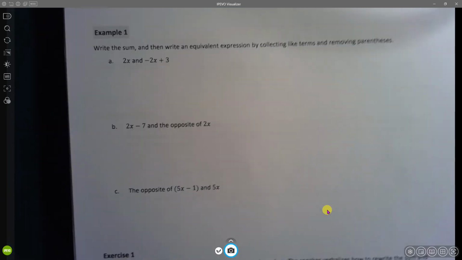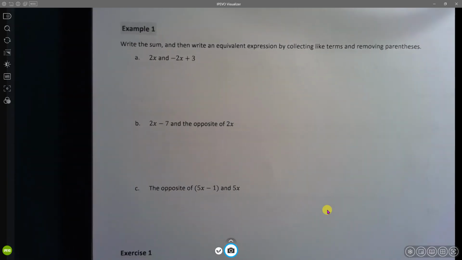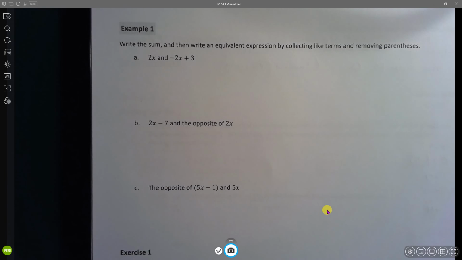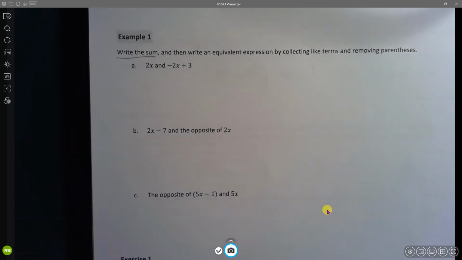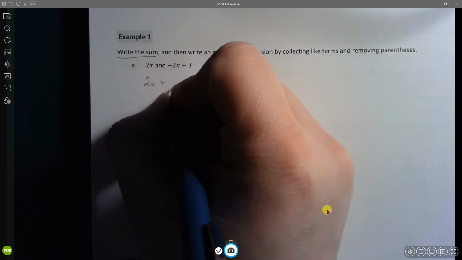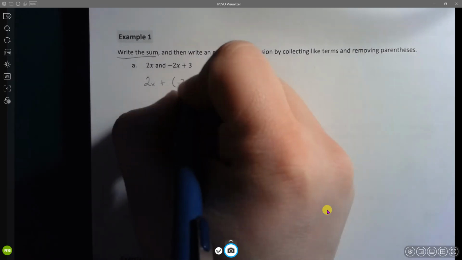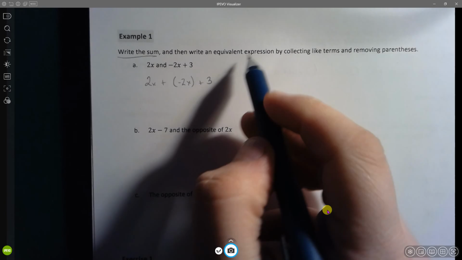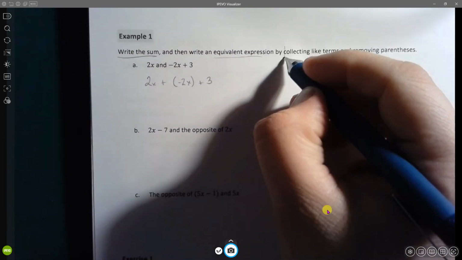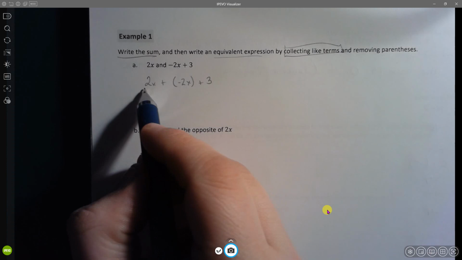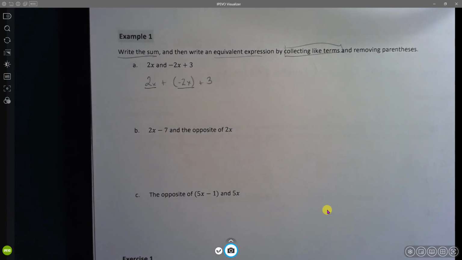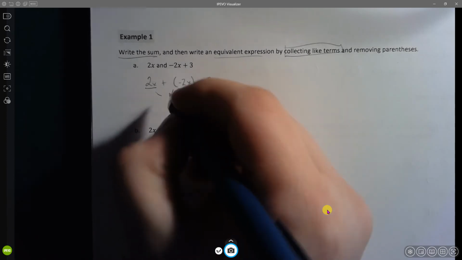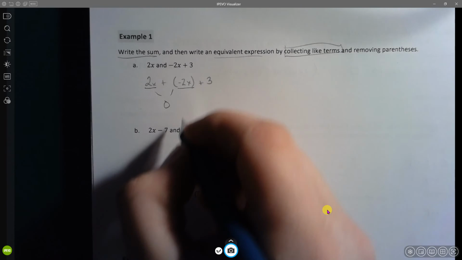We left off here. So write the sum and then write an equivalent expression by collecting like terms and removing parentheses. So we're going to first write the sum, okay? So we get 2x plus a negative 2x plus 3. Okay, now it says write an equivalent expression by collecting like terms. Okay, well, 2x and a negative 2x are like terms. Well, based on our inverse property, 2x and a negative 2x are opposites, which means this is going to equal 0. Now we bring down the plus 3.